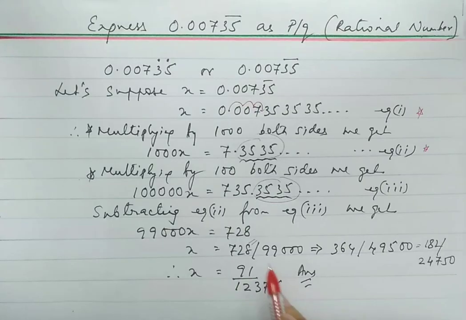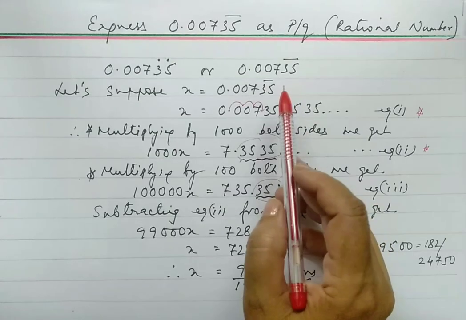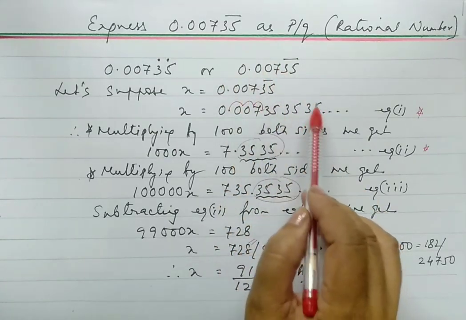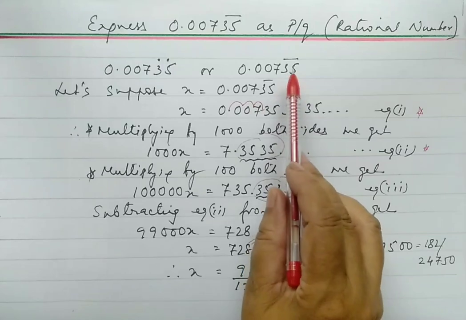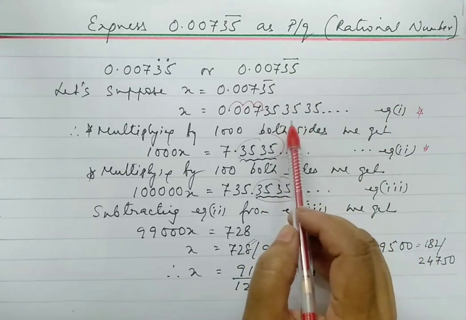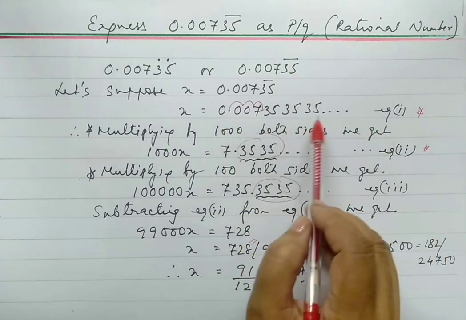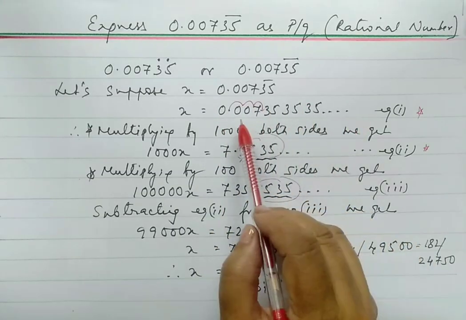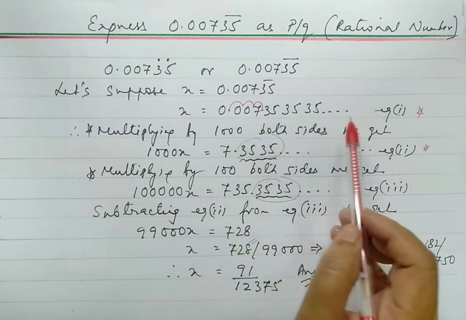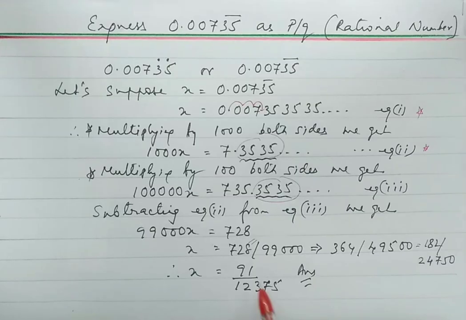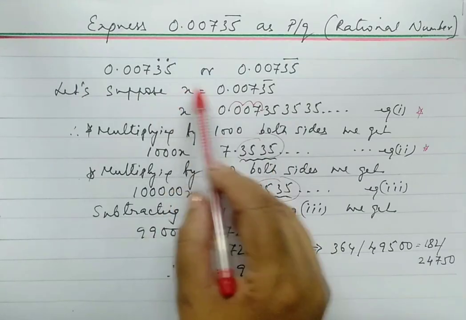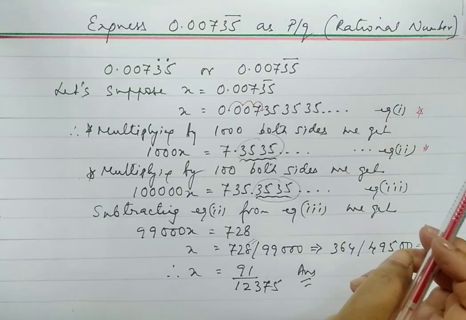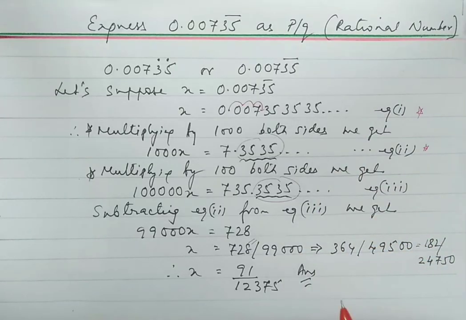Now on the calculator, if you will see immediately, 91 divided by 12375 will fetch us this. A normal calculator wouldn't show a recurring sign, but we'll get to see this. So this will be a proof that we have fetched our p by q of the rational number pertaining to this kind of recurring decimal number. Alright, so this was as simple.